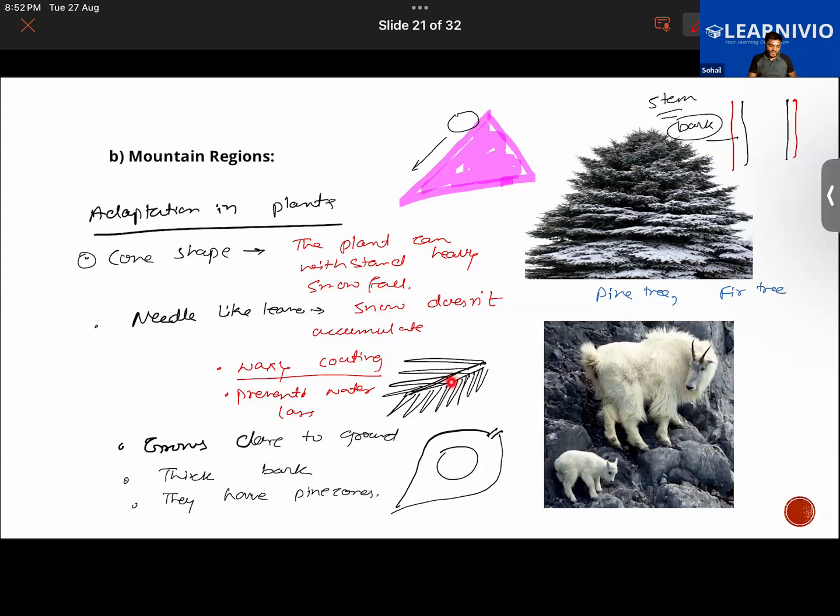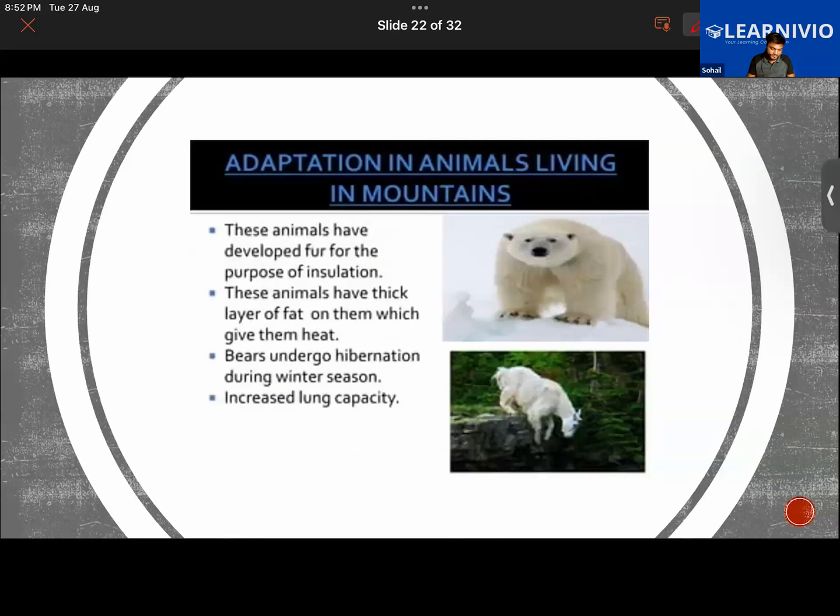The needles would be pointy and needle like. I mean to say leaves actually. Leaves would have a needle shape, so that snow does not accumulate on them, it falls basically. The branches of the tree would be growing close to the ground. The bark of the tree will be very thick, and I did tell you about the pine cones also. The seeds of certain trees would be found in a structure called pine cones. Those were some adaptations.